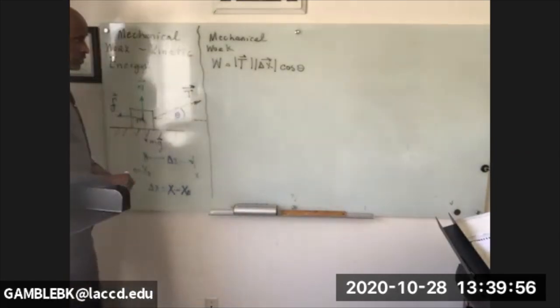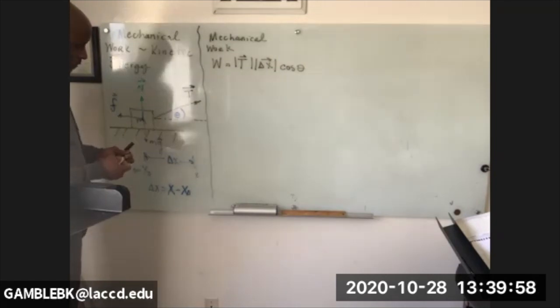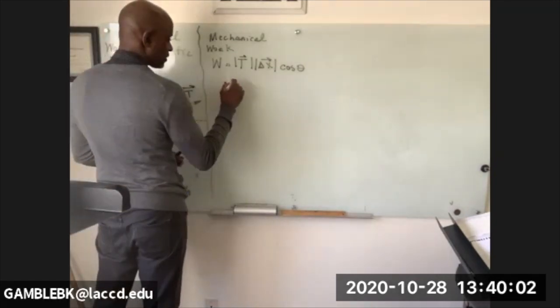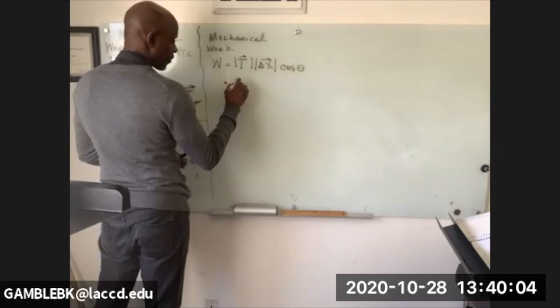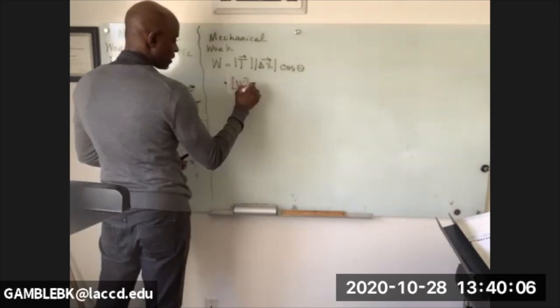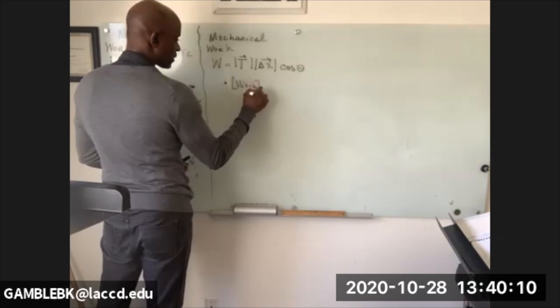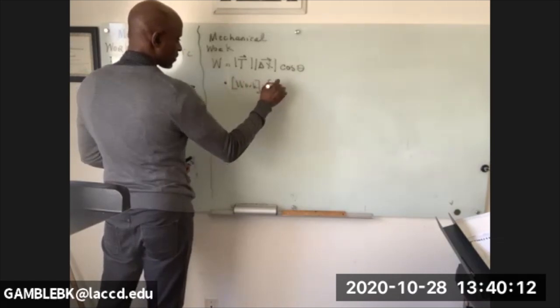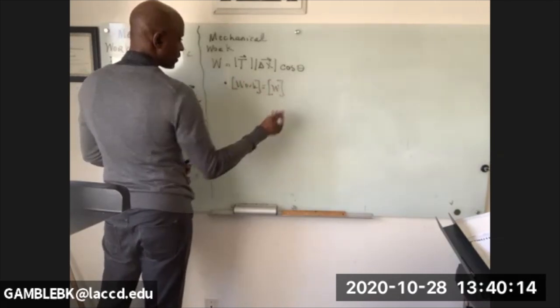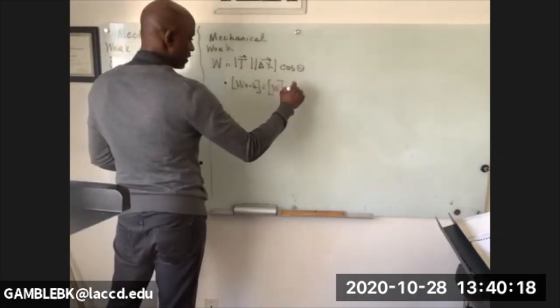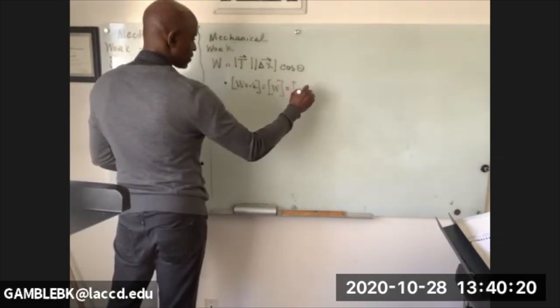Now, I want to just show you something. So that's the definition. Let's go to some properties. The units of work: the symbol for work is just capital W. Brackets means units. So the units is just going to be a Newton times a meter, because cosine doesn't have any units. So the unit is a Newton meter.